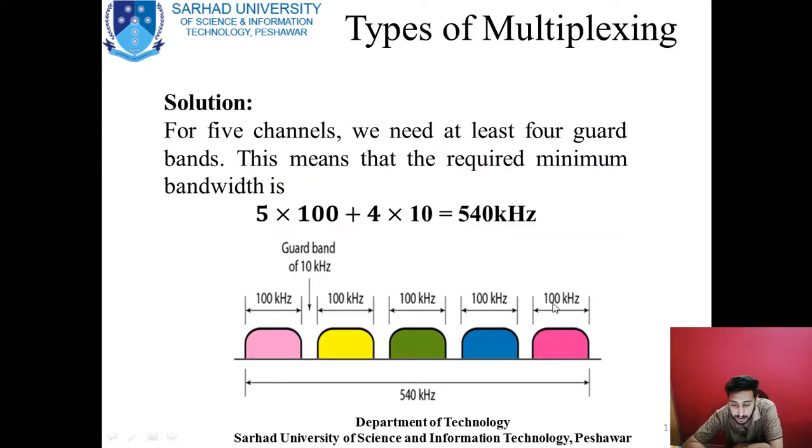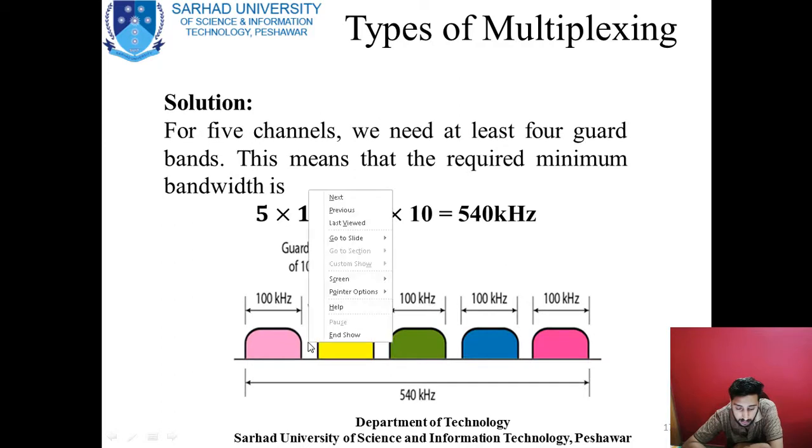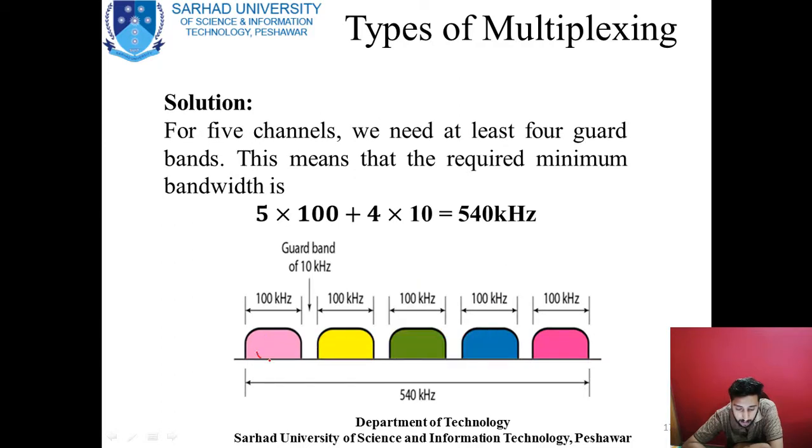Now look at the example. You see there is an example. There are 5 channels: 1, 2, 3, 4 and 5. So 500 is allocated to the users, and between every user there are 10 kilohertz of guard band. So there are 10, 20, 30 and 40 kilohertz of guard band and 500 kilohertz of the user frequency. So the minimum link that you will be needing will be of a bandwidth 540 kilohertz.